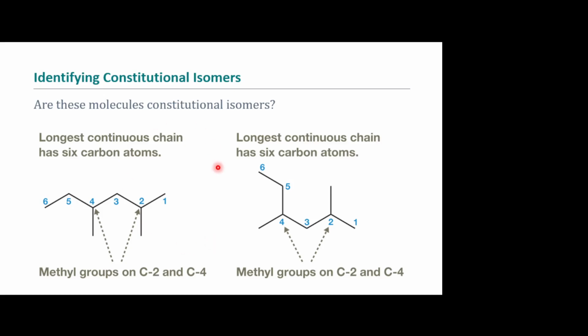And so like these right here, if we started doing that, we go 1, 2, 3, 4, 5, 6, right? We find the longest chain is 6 each time. And then you go, well, this one's on the second, that's a methyl. This one right here is on the fourth, that's a methyl, isn't it? And so they're the same, aren't they? So those are not constitutional isomers. Okay.